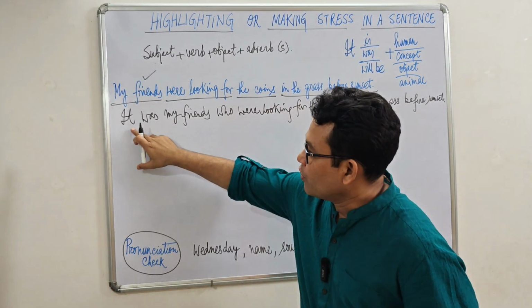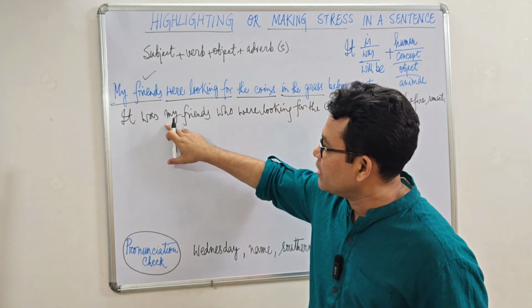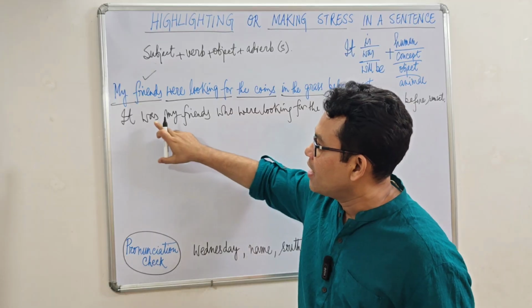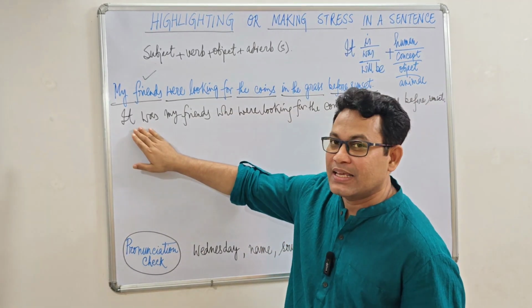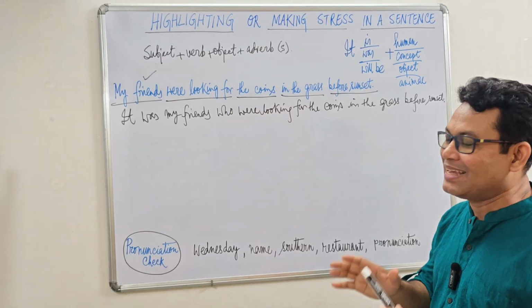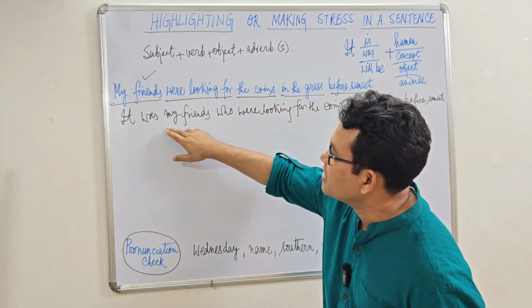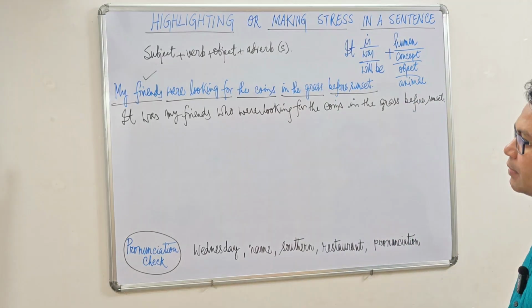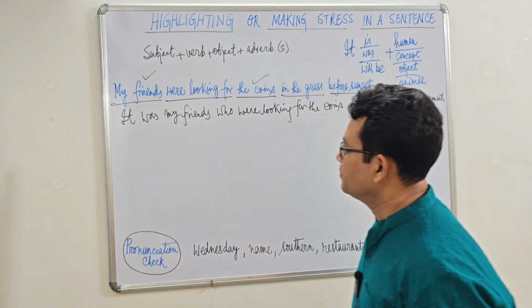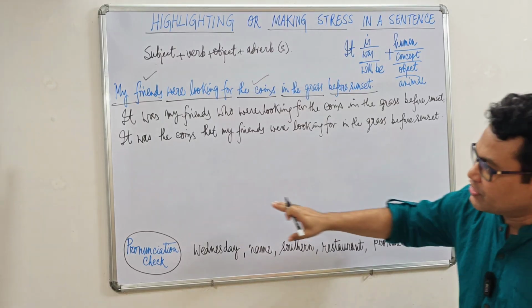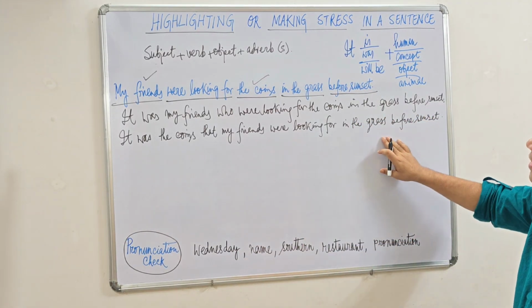Remember, though it is singular, we have no problem in putting a plural subject after the be verb, okay? That means the pronoun it in this sentence is functioning like an introductory it. It is not the subject in this sentence. The subject is my friends. Okay, let us now highlight the object. Almost in the same fashion, it was the coins that my friends were looking for in the grass before sunset.